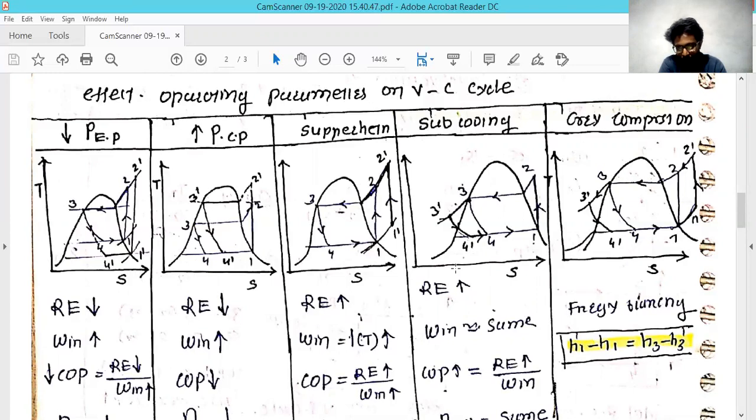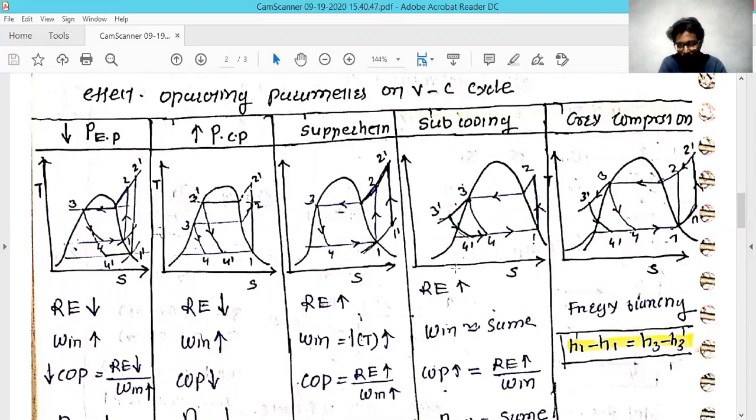So afterward, it will reach the 4 dash stage. And as we see from this diagram, previously the refrigeration effect was 4 to 1, and now the refrigeration effect becomes 4 dash to 1, which is comparatively higher than the previous cycle. And the work in this condition will remain the same, but the load on the condenser is going to increase, and the heat transferred in the condenser process is going to be higher.